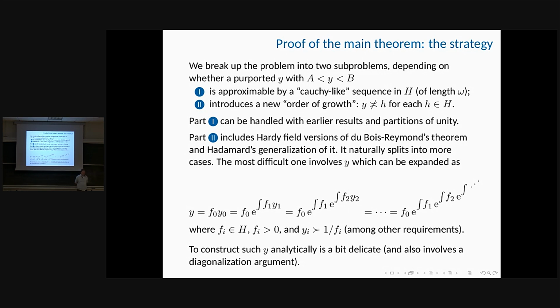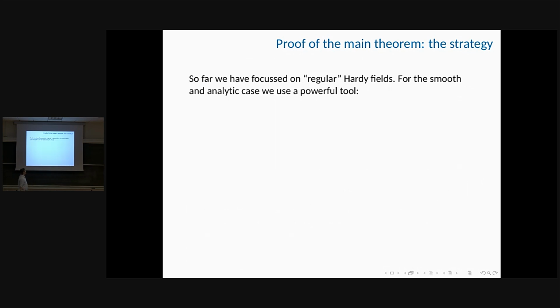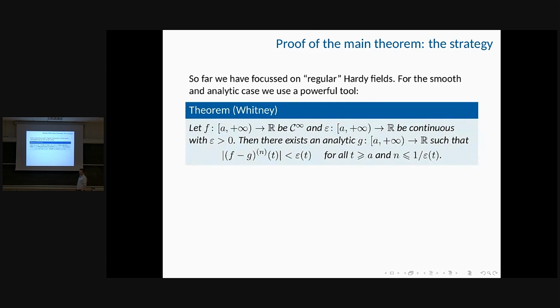And curiously enough, it also involved at the very end a diagonalization argument. That seems to be a feature of this whole thing. Okay, this is in the case of the regular Hardy fields. I said that we didn't know it for a while in the analytic and smooth category, but for that there is a powerful tool, namely Whitney's approximation theorem, which everybody should know. This is just a baby version of it, but that's enough for our purposes, and it's really an astounding theorem. It says that if you have a C-infinity function f on some half-line, and some error function epsilon, continuous and positive, then you can find an analytic g which approximates f up to this error epsilon, but not only f, but also all the derivatives of f.